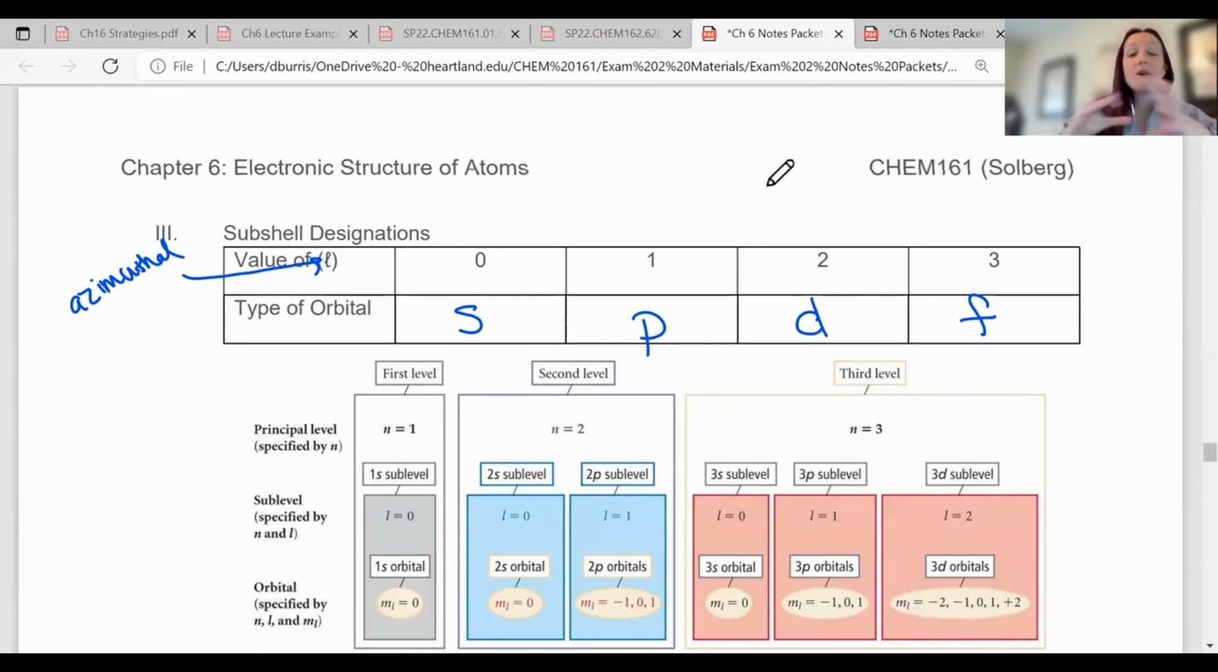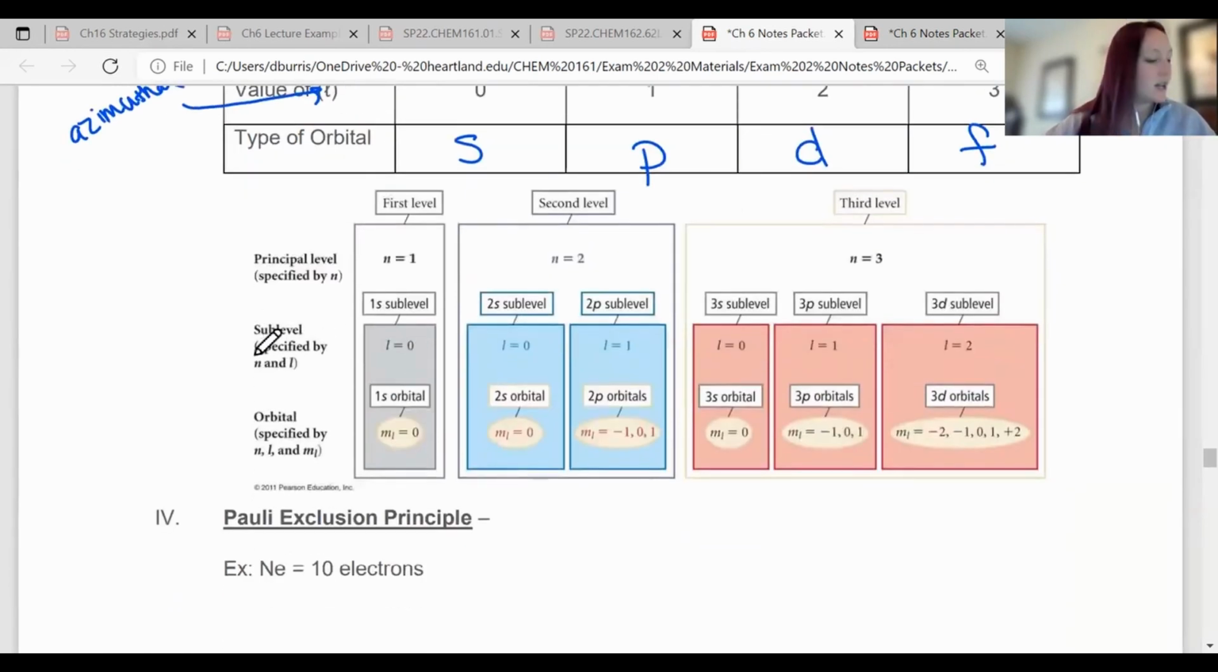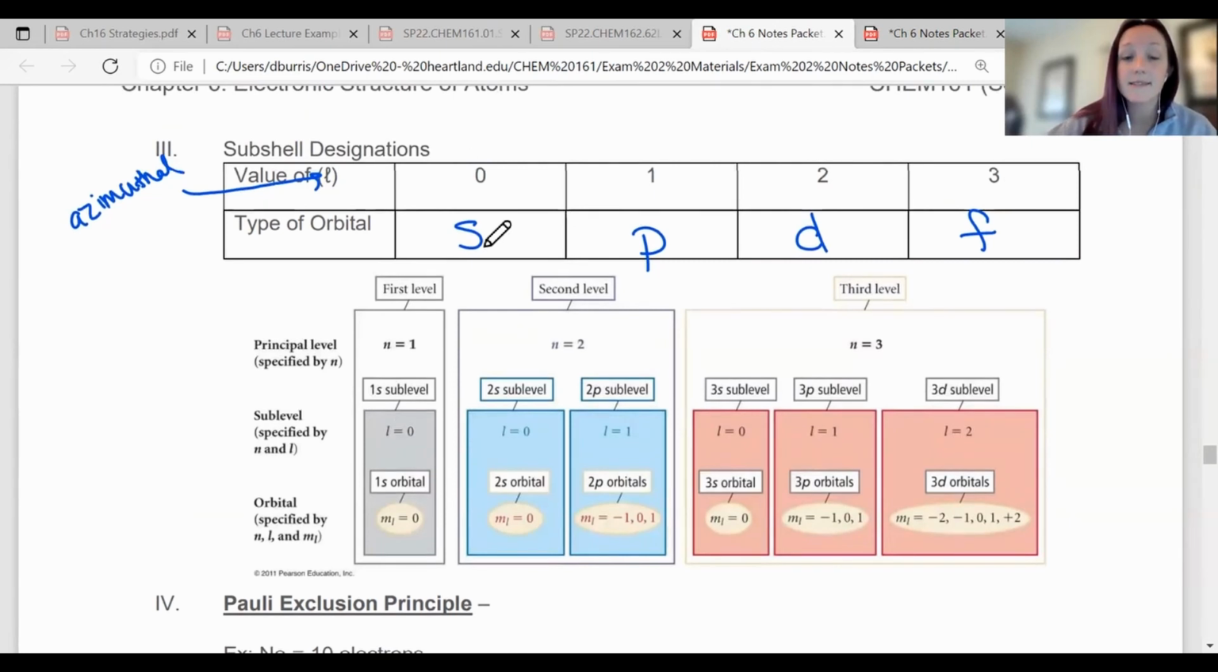Big picture wise, these quantum numbers are kind of hard to wrap your head around. Say you're trying to figure out all the quantum numbers in energy level 1, so n is 1. I want to know the possible quantum numbers for L, the azimuthal. L is from 0 to n minus 1. If n is only 1, that means from 0 to 0, so there's only one option, L equals 0. That means it is S.